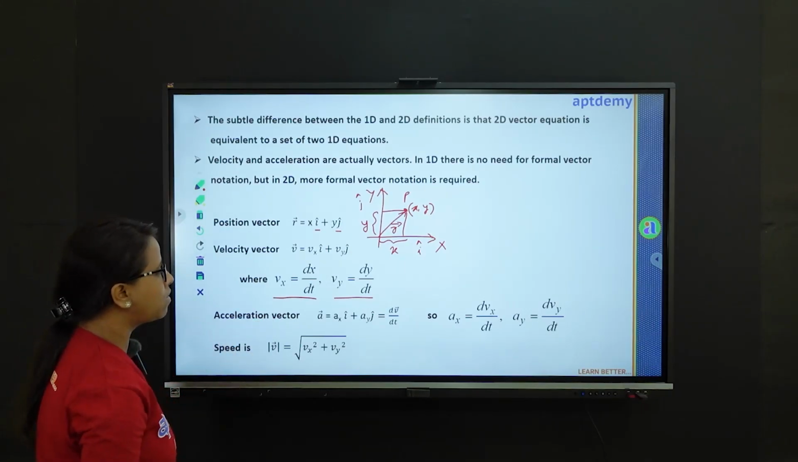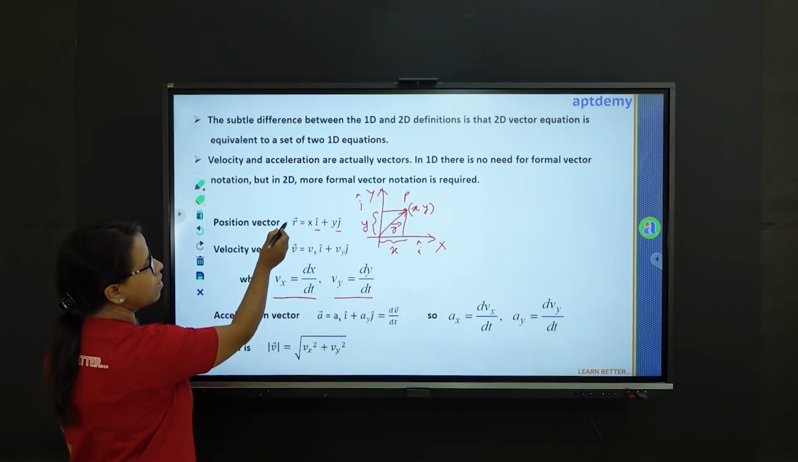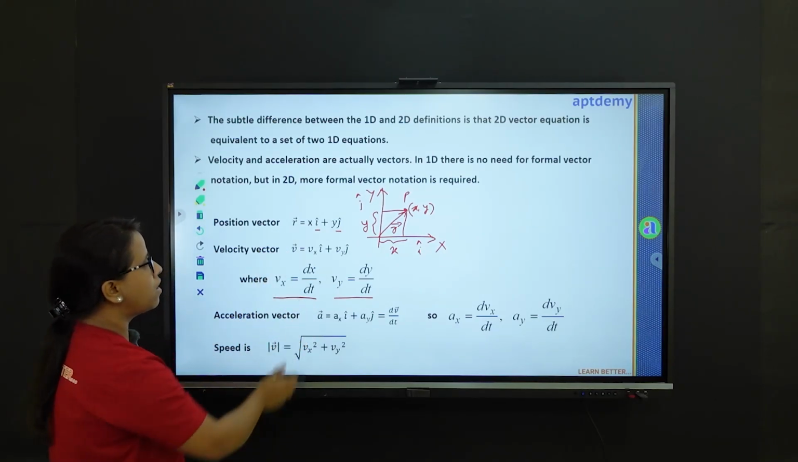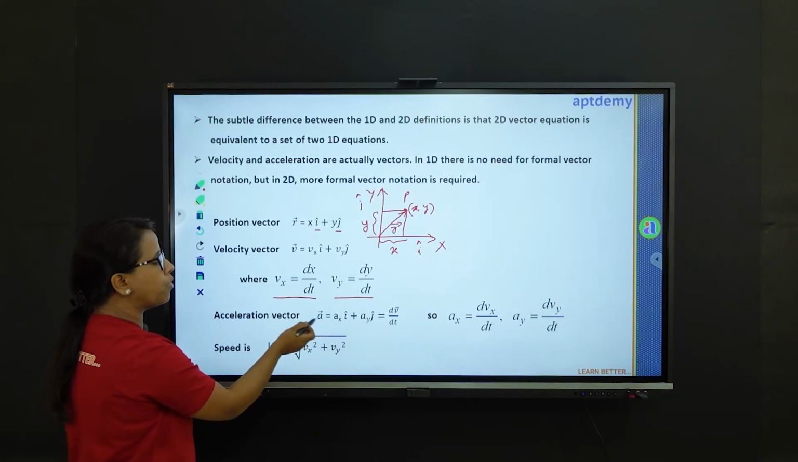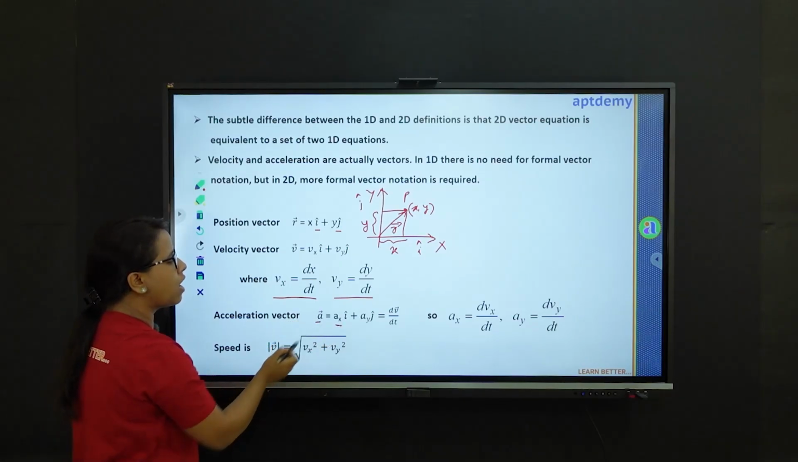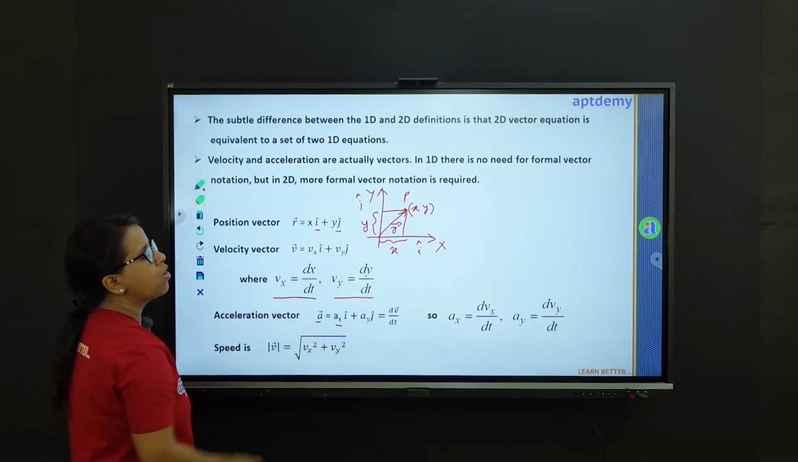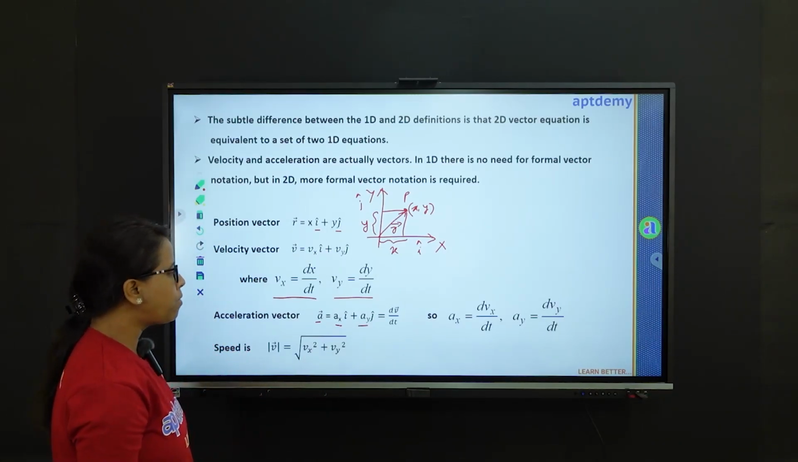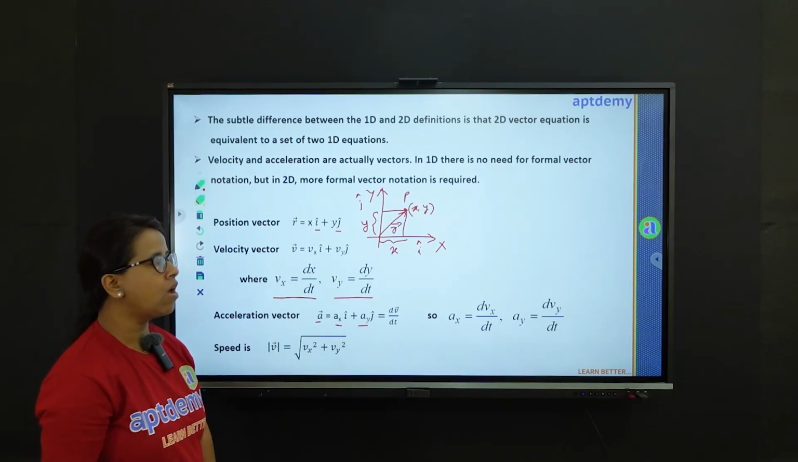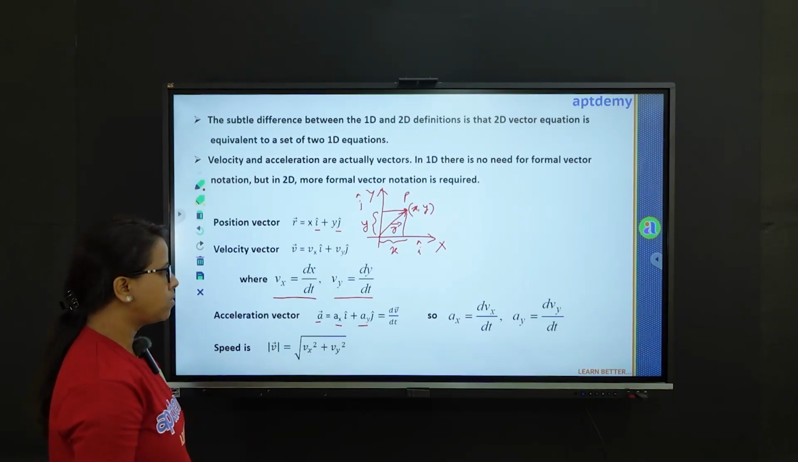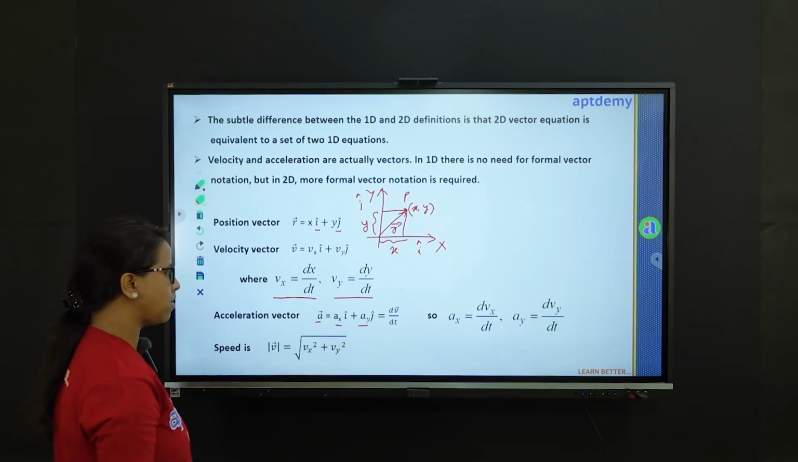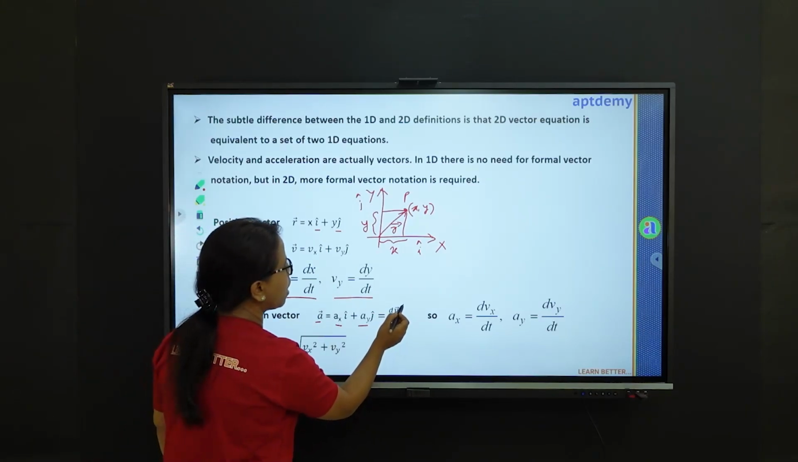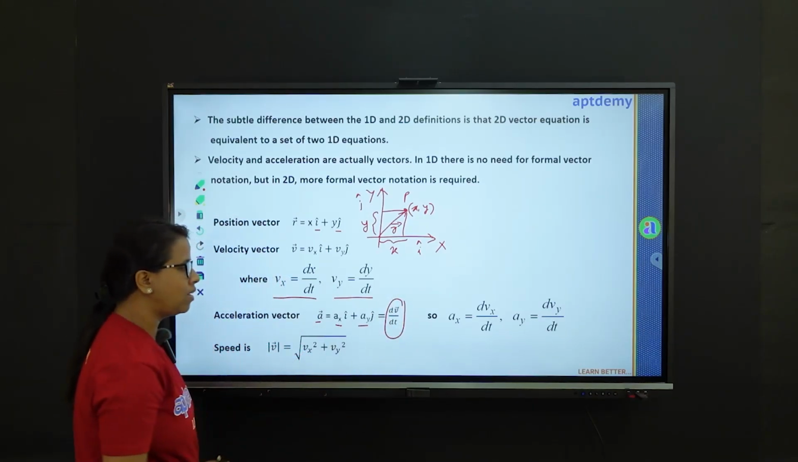Now acceleration vector, we can write it similar to this expression. In place of r we have vector a, and in place of x we have the x component of the acceleration, which is ax, and in place of y, we have the y component of acceleration, which is ay. And to remember that acceleration is nothing but the change in displacement. Sorry, the change in velocity. So, vector a can be written as dv/dt.